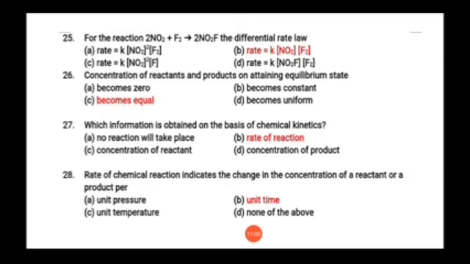Next question, that is question number 25. For the reaction 2 NO2 plus F2 gives 2 NO2F. Now the differential rate law for this reaction, options are given, that is A, rate is equal to K NO2 raised to square into concentration of F2. B, rate is equal to K concentration of NO2 into concentration of F2. C, rate is equal to K concentration of NO2 raised to square into concentration of F. And option D, rate is equal to concentration of NO2F into concentration of F2.